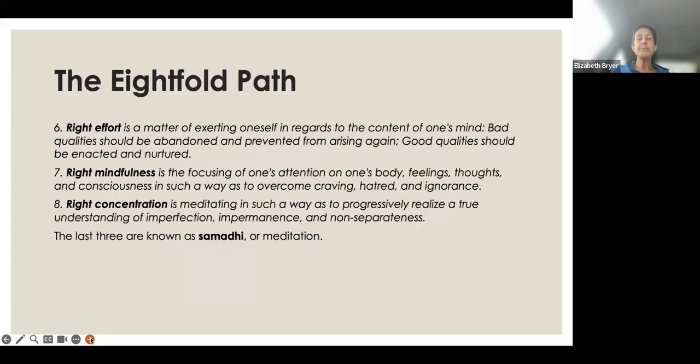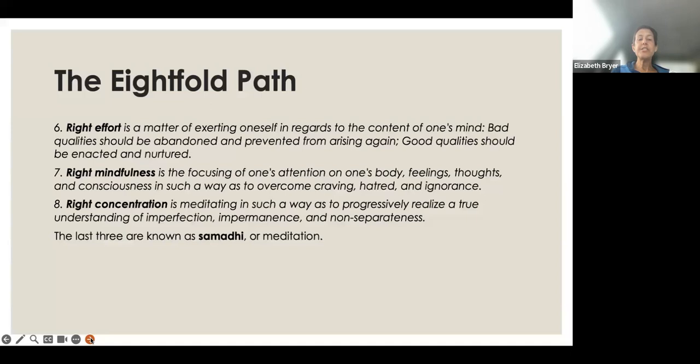Bad qualities should be abandoned and prevented from arising again. Good qualities should be enacted and nurtured. Seven, right mindfulness is the focusing of one's attention on one's body, feelings, thoughts, and consciousness in such a way as to overcome craving, hatred, and ignorance.